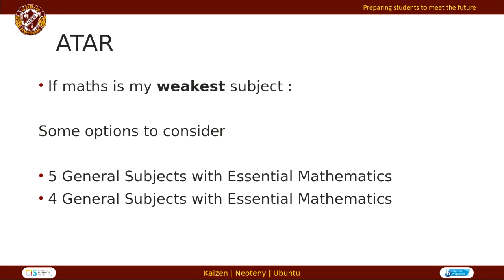It is also appropriate if a young person chooses 4 general subjects with Essential Mathematics. So just to go back over that again, if maths is your weakest subject and you want to maximize an ATAR, you really want to do 5 general subjects with Essential Mathematics. And it is also appropriate to do 4 general subjects with Essential Mathematics.